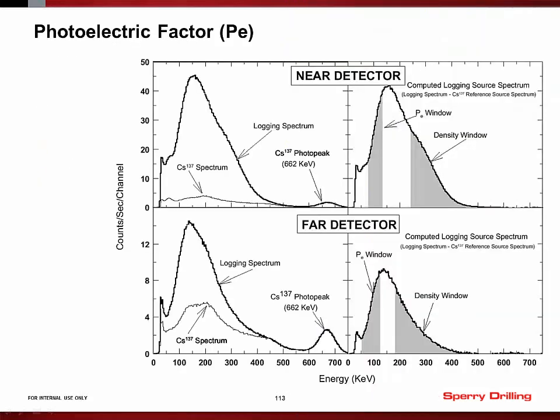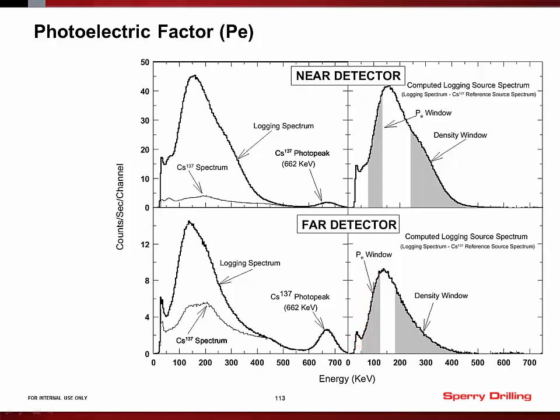Now earlier I mentioned that the tool also produces something called the PE, the photoelectric factor. I'll just explain briefly what that is. Looking at the detectors that the tool has, it has two detectors, a near detector and a far detector. The detectors actually don't just count the gamma rays, they also measure the energy of the gamma rays. So rather than getting a simple count rate, we actually get a spectrum of energies. So this is count rate versus energy of the gamma rays that come into the detector.